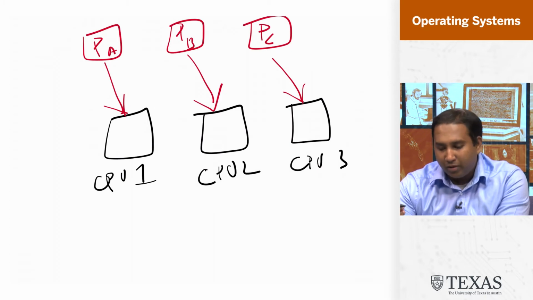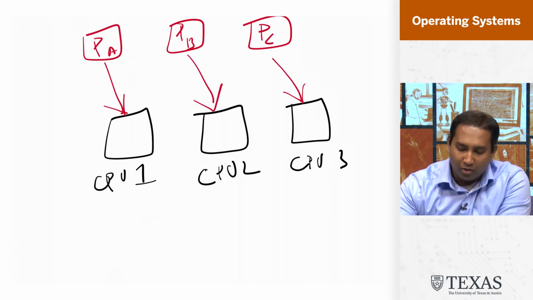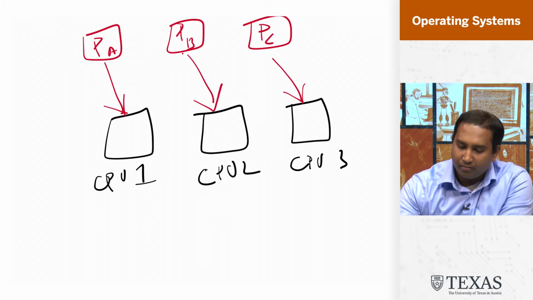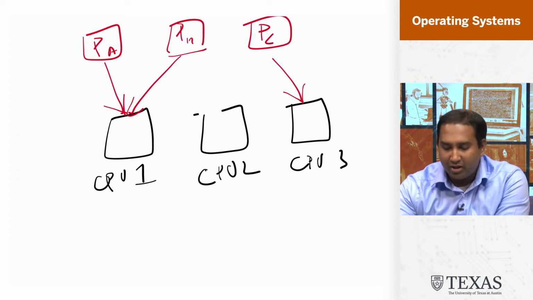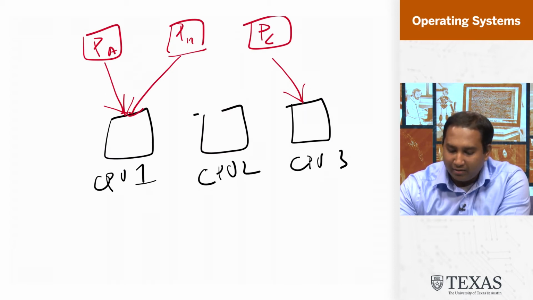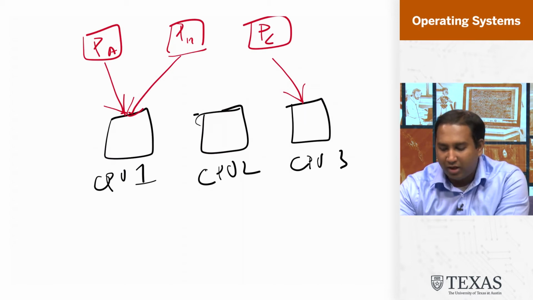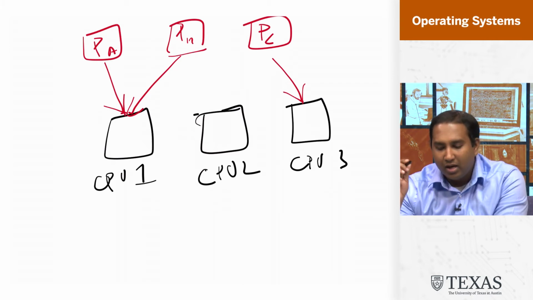Another way to do this would be to execute both process A and process B on CPU 1. You're going to time share, and you're just going to let CPU 2 be idle, and then you're going to run process C on CPU 3. This is an unbalanced system.